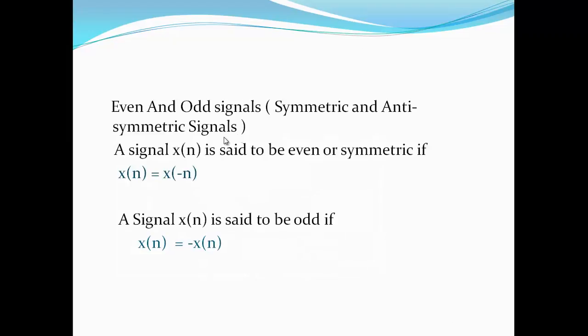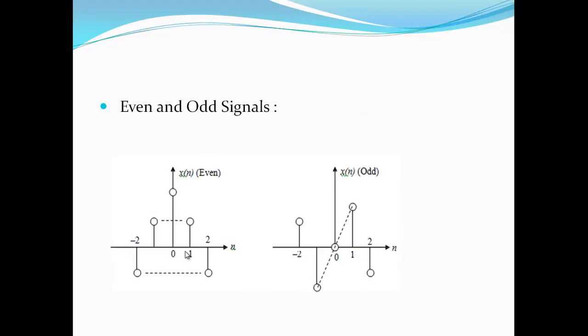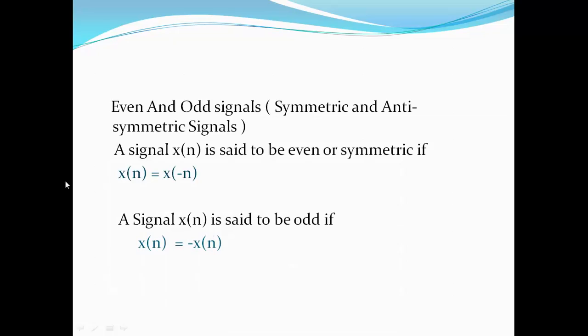Now you have the even and odd signals. They are also called symmetric and anti-symmetric signals. A signal x(n) is said to be even or symmetric if it satisfies this condition, otherwise this condition. What do I mean by this? See, this is an even signal. Here x(minus 1) is equal to x(1). Similarly, x(minus 2) is equal to x(2). This is the condition for an even signal: x(1) should be equal to x(minus 1), and x(2) should be equal to x(minus 2).